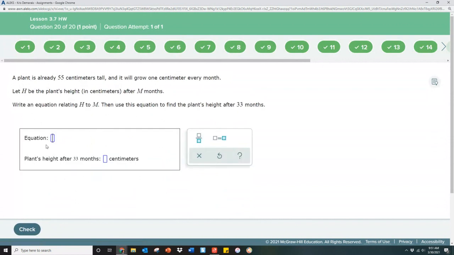All right, so the equation, so it's going to be the height of a plant, h, is equal to 1 centimeter per month plus the 55. And then I just go ahead and do 88 because 33 plus 55 is 88.